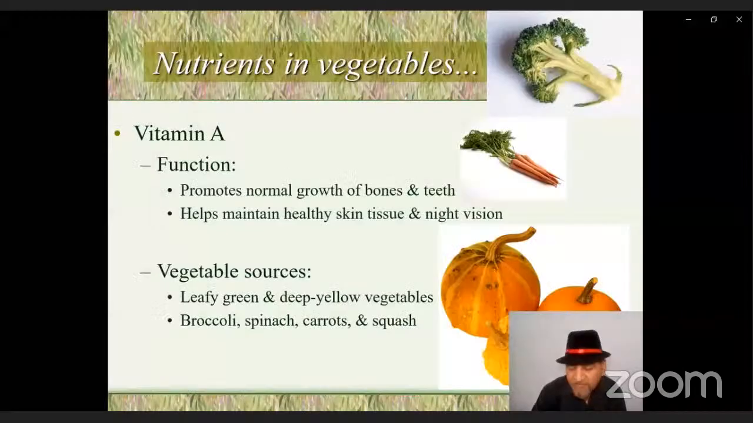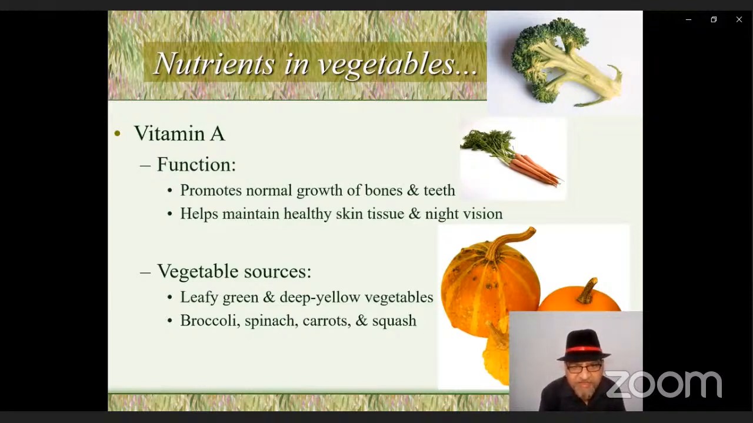Vitamin A. Function of vitamin A is that it promotes normal growth of bones and teeth. It helps maintain healthy skin tissue and night vision. Sources of vitamin A in vegetables: leafy green and deep yellow vegetables, broccoli, spinach, carrots, and squash.